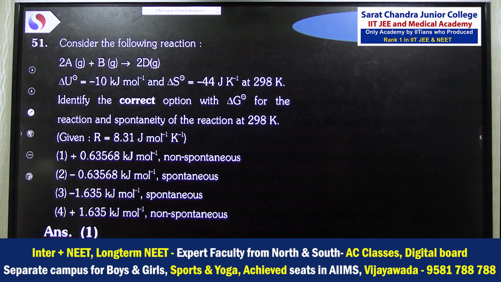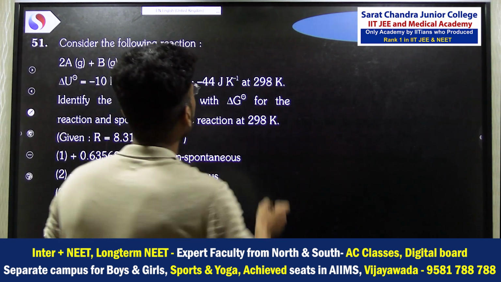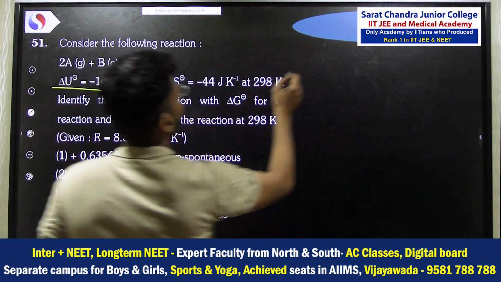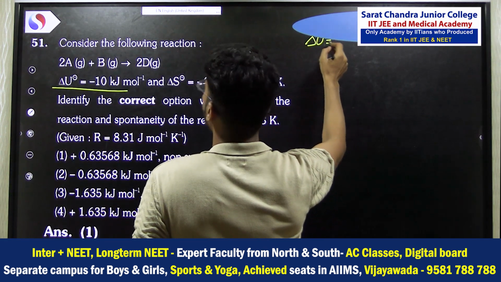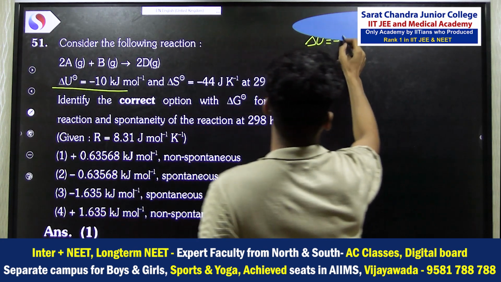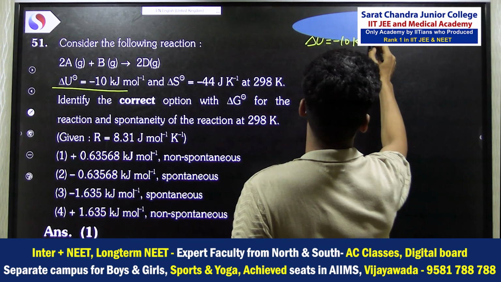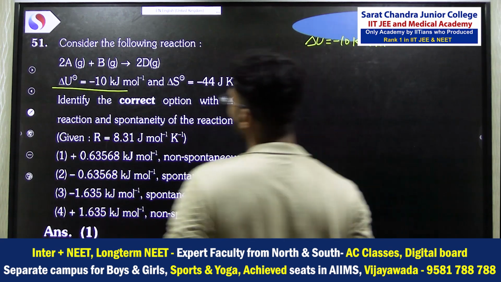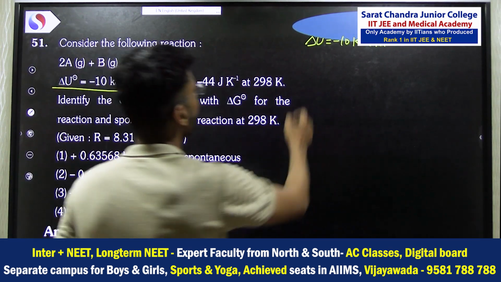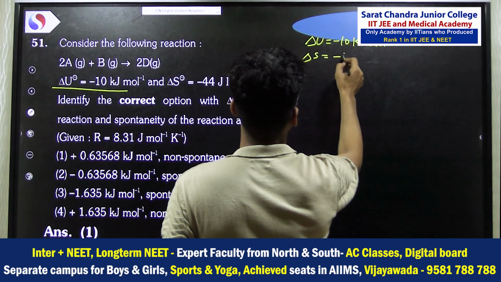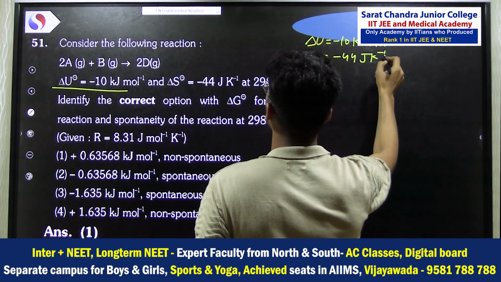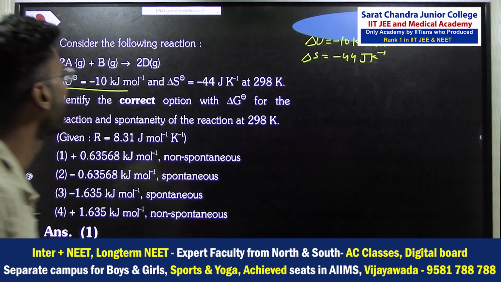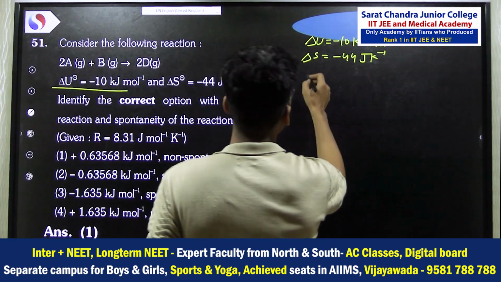So consider the following reaction: 2A gas and B gas give 2D gas. The internal energy value is given, delta U is minus 10 kilojoules per mole. The entropy value is also given, delta S equals minus 44 joules per Kelvin. So we have to calculate the delta G value.